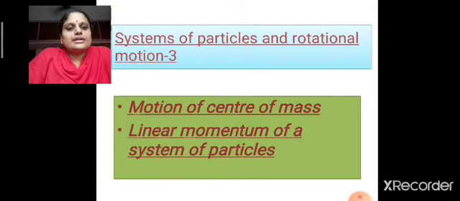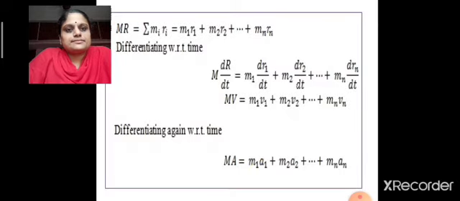In this module, let us discuss the motion of center of mass and linear momentum of a system of particles. We have already seen that R_CM is equivalent to m1r1 plus m2r2 plus etc. up to mnrn divided by capital M. So by cross multiplying we get MR is equivalent to m1r1 plus m2r2 plus etc. up to mnrn.